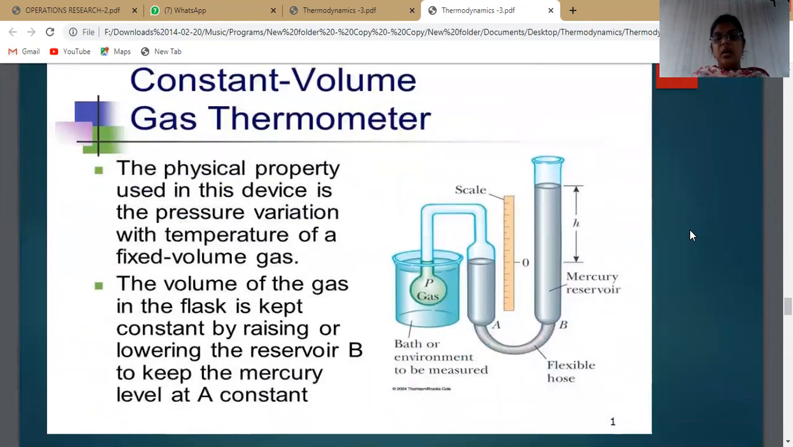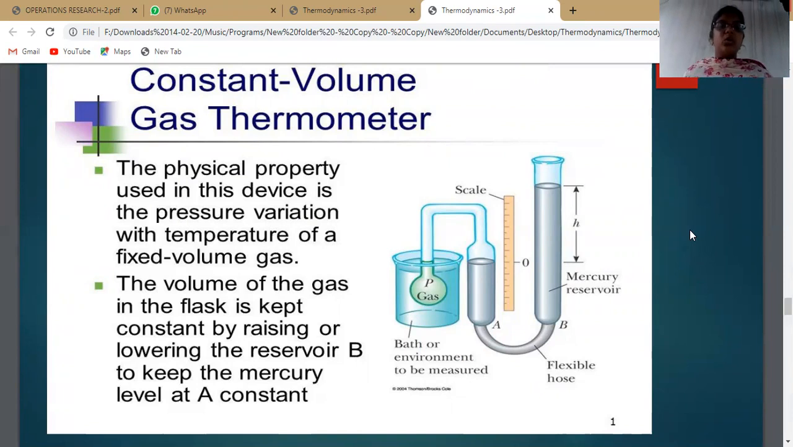It consists of the bath or environment to be measured, a flexible hose, a mercury reservoir, a scale, and the height to be measured. This is the gas pressure. We keep the volume constant. The mercury rises and falls, and this rise and fall of the liquid can be calculated.